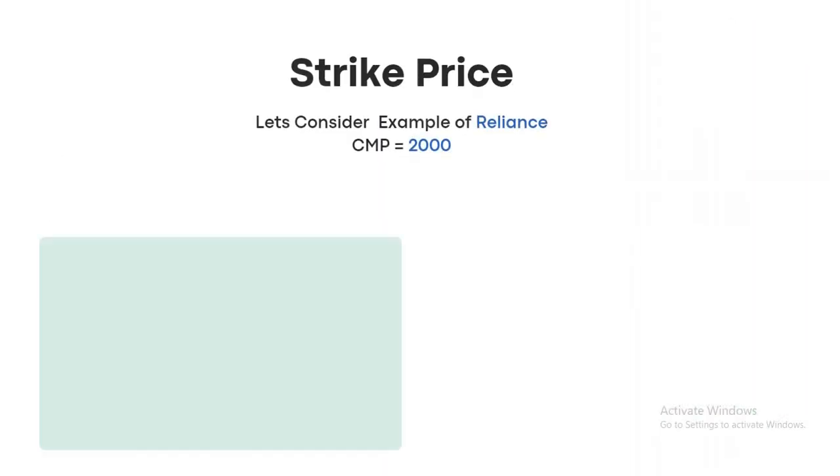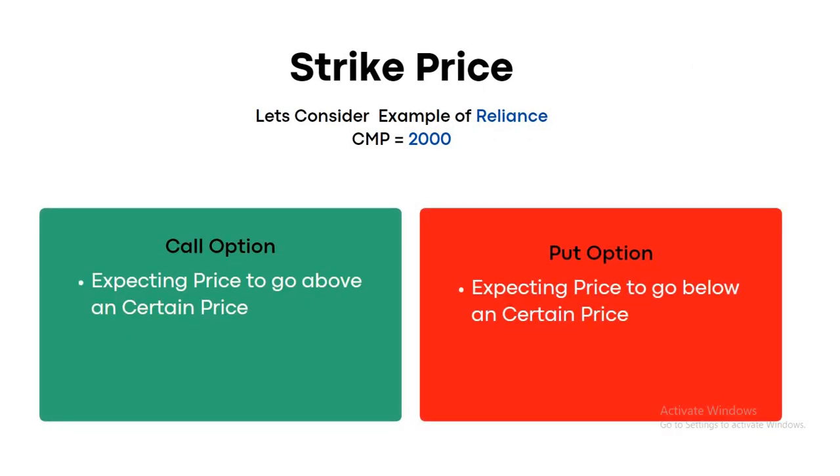Okay, so before discussing strike price, I want you guys to understand the basics of call and put options. So for this let us consider the example of Reliance and let us consider the current market price to be 2000. If you are expecting the price to go up, you have to buy a call option. And if you are expecting the price to go below, you have to buy a put option. Okay, so this is a basic understanding of call and put options, and don't worry guys, I'll make an in-depth video on call and put options in the future. So now you have to understand this much.